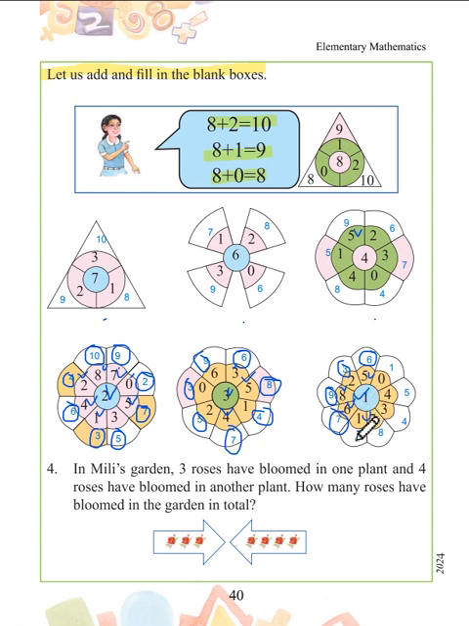1 plus 1 equals 2. 1 plus 7 equals 8. 1 plus 3 equals 1 2 3 4. 1 plus 4 equals 5. 1 plus 0 equals 1, as 0 has no value.